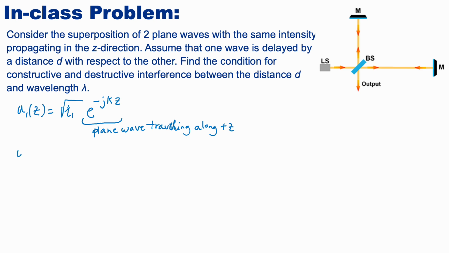And then we have the other wave, which they told us has the same intensity, so I'm just going to put here the same intensity, but now they say that it is delayed, so that means we're going to have c minus some distance d, because this is going to be our delay that the problem statement is telling us.